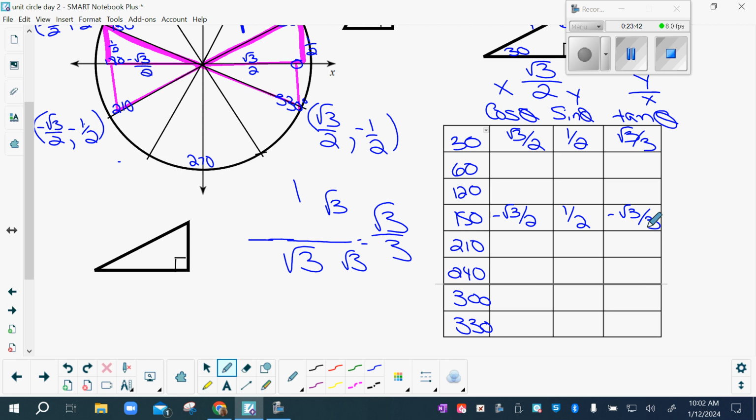We're going to jump all the way down to 210. Ooh, everything's negative. Negative root 3 over 2, negative 1/2. We're still going to get root 3 over 3, but the two negatives make a positive. Love having you back in the front, my girl. And finally, we're back to 330. First guy, positive. Second guy, negative, which means it will be a negative root 3.